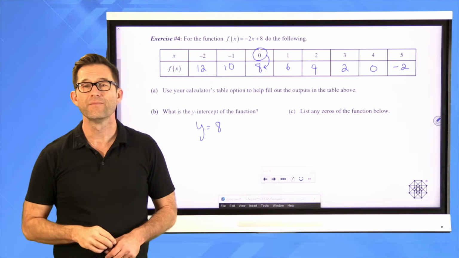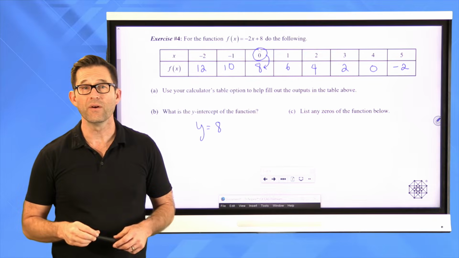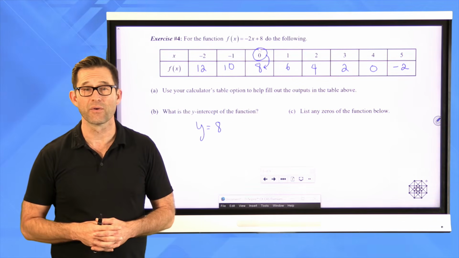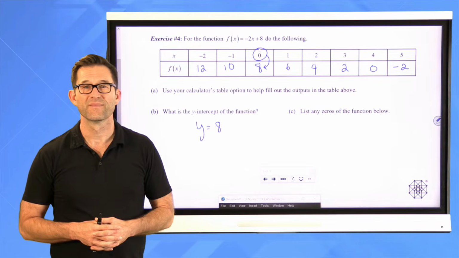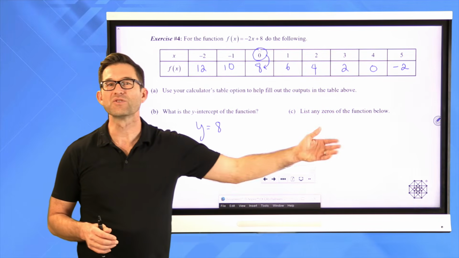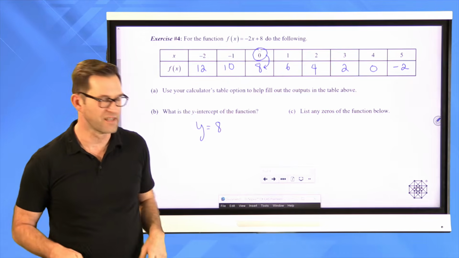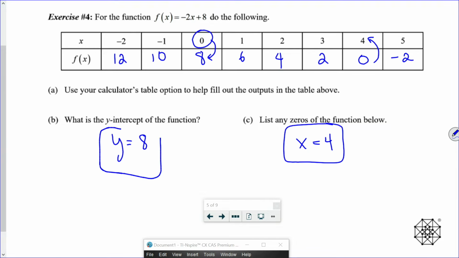Letter C, list any zeros of the function below. Why don't you pause the video and see if you can list any zeros that are indicated by the table. Zeros and y-intercepts are very, very similar ideas. The zeros are the x values where y is equal to 0. And there's only one place where that happens here. It's right here. So my only zero, at least that's in this table, is x equals 4.